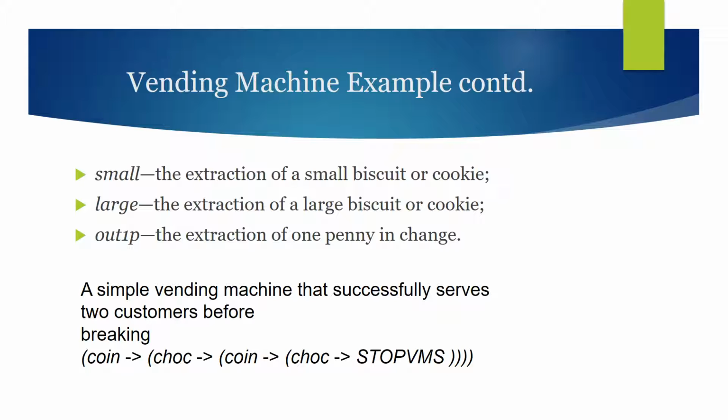A simple vending machine that successfully serves two customers before breaking can be represented in CSP by this: coin, chocolate. Then again we insert a coin, we get a chocolate. So you're serving two customers and you get two chocolates. At the end, when you receive the chocolates, here we come to the stop state. The stop says there is no continuation of the event until a new event starts.